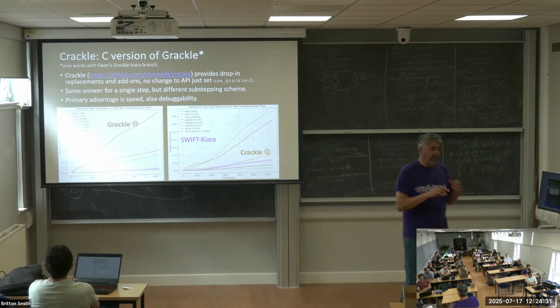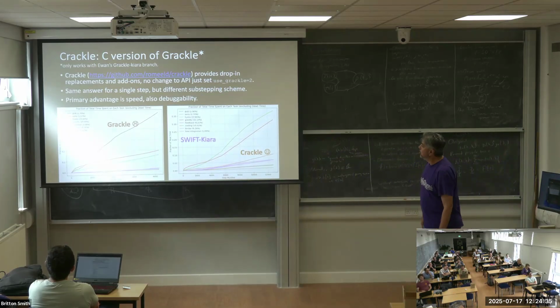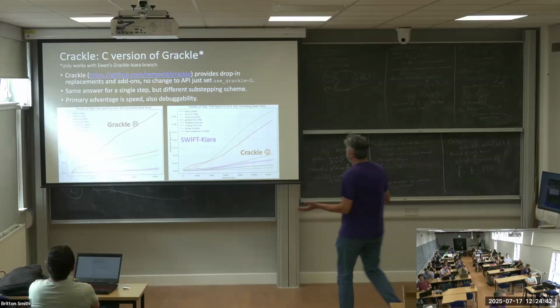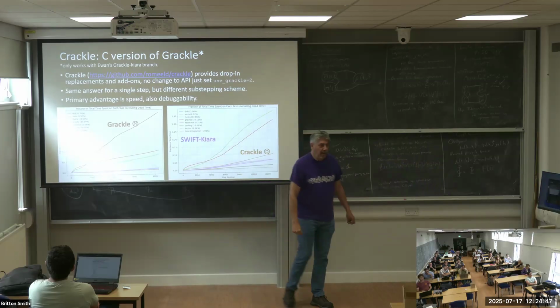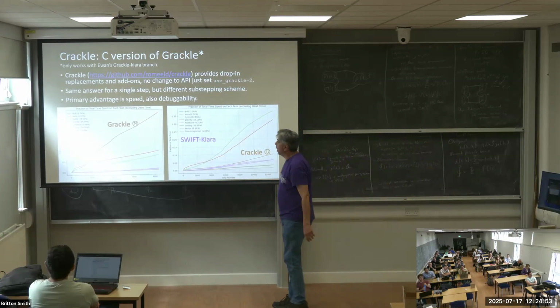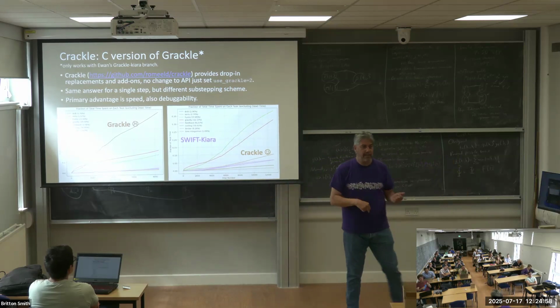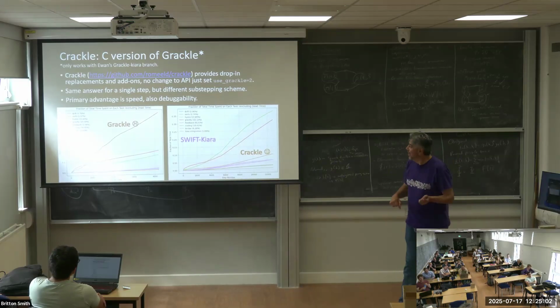So that's what I'm calling Crackle. But it all has the same API. The only thing you have to do is basically, instead of use_grackle equals 1, you set it to use_grackle equals 2, after you've downloaded Crackle and have these drop-in replacements. There's information on the website on how to do it. I checked that it gives the same answer for a single step, but my sub-stepping is different, mostly because I don't quite understand how Grackle is doing it.